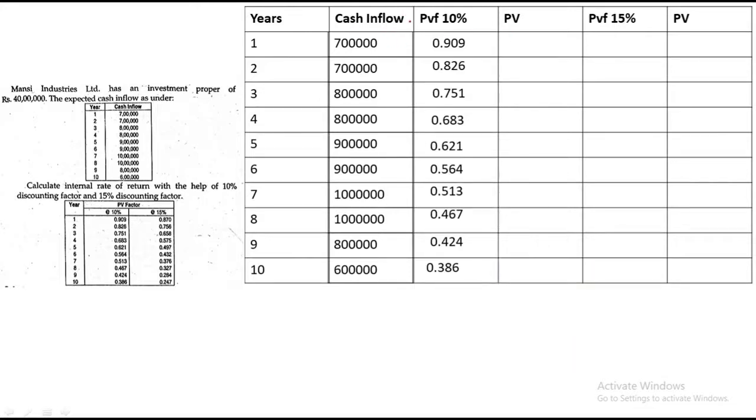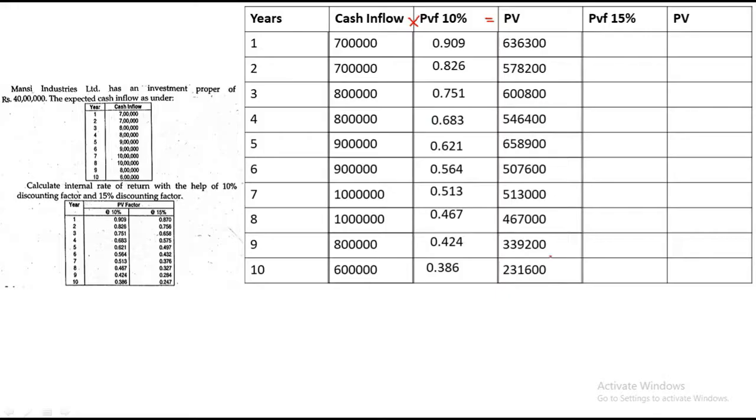It will be cash inflow multiplied by the PV factor, and whatever answer we get is nothing but the present value. So 7 lakh into 0.909, again 7 lakh into 0.826, 8 lakhs into 0.751, 8 lakhs into 0.683, 9 lakh into 0.621, and so on. So you have to multiply the cash inflow with the PV factor, and the product we get is nothing but the present value. So let's multiply them, and once you multiply, we will get the present value as follows.